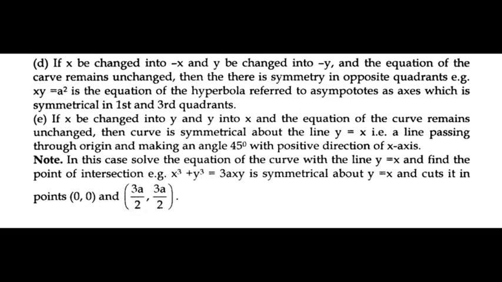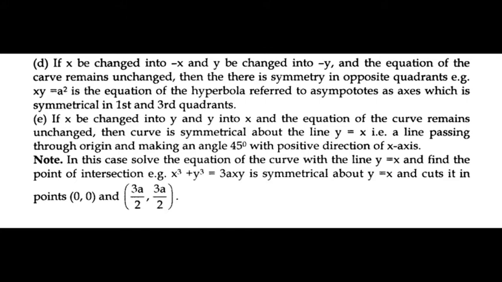If in a curve x is changed to minus x and y is changed to minus y, and even after changing x to minus x and y to minus y the curve remains unchanged, then the curve will be symmetric in opposite quadrants. For example, xy is equal to c square is the equation of the hyperbola, which refers to asymptotes as axes, which is symmetrical in the first and third quadrants.